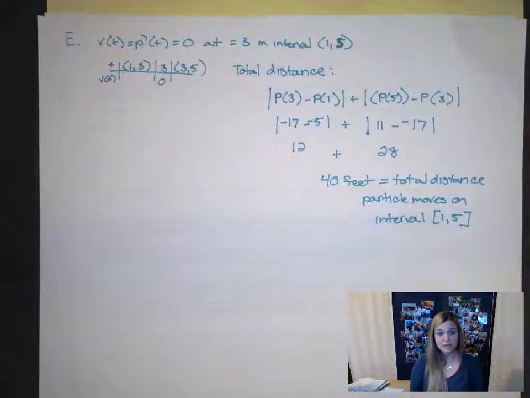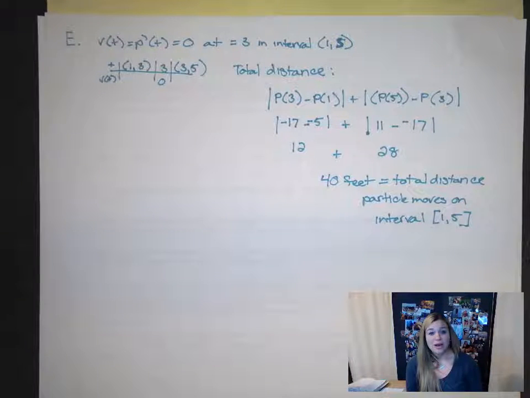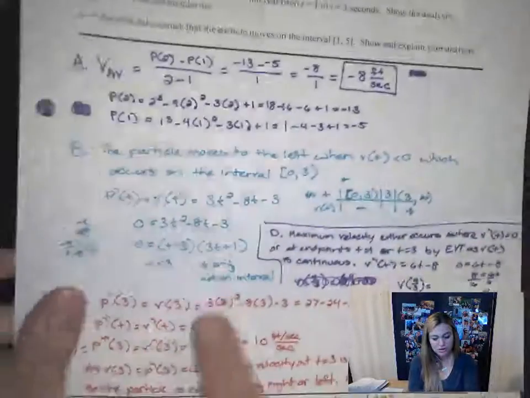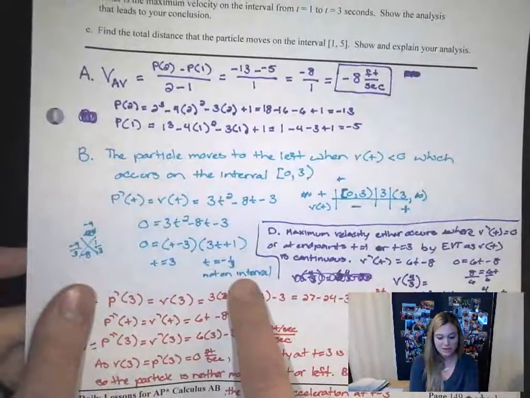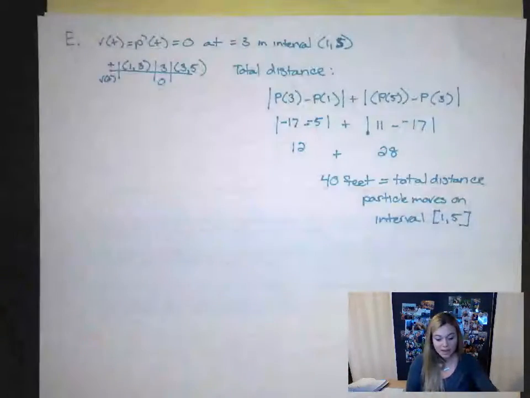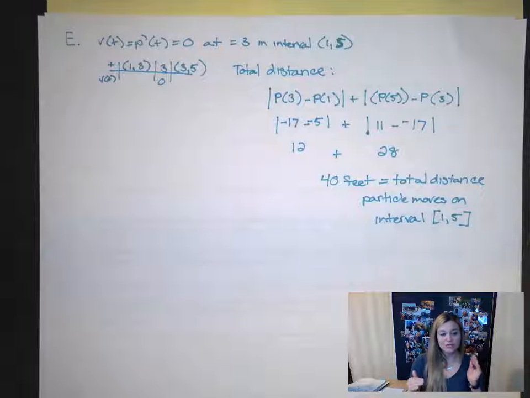Here's my work for this one. I figured out the velocity, or p prime, was 0 at t equals 3. And we actually did this over here before. This is where I got this work from. T equals negative 1/3 was not on that interval. And this is talking about on the interval from 1 to 5.